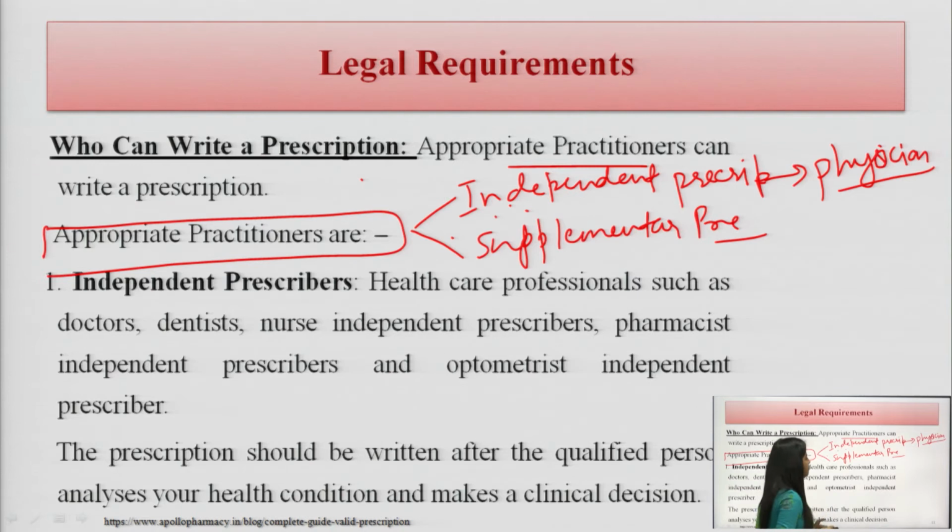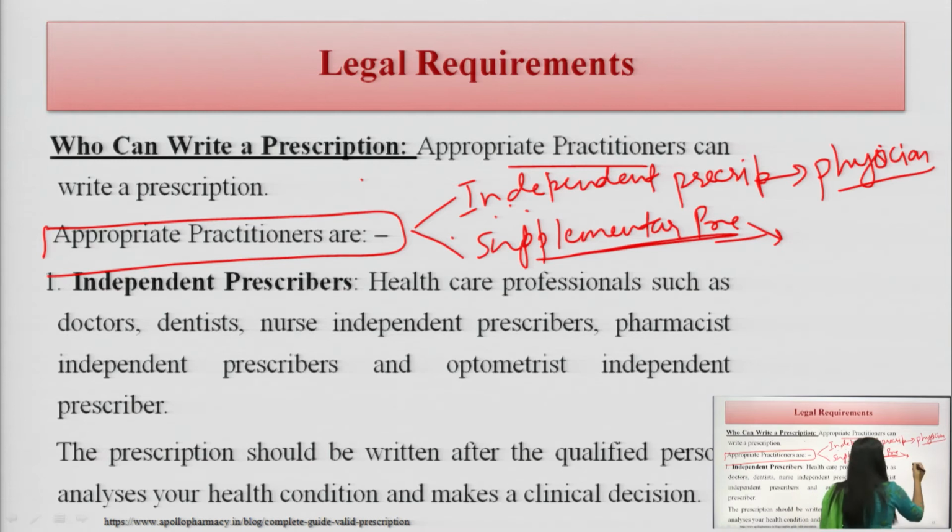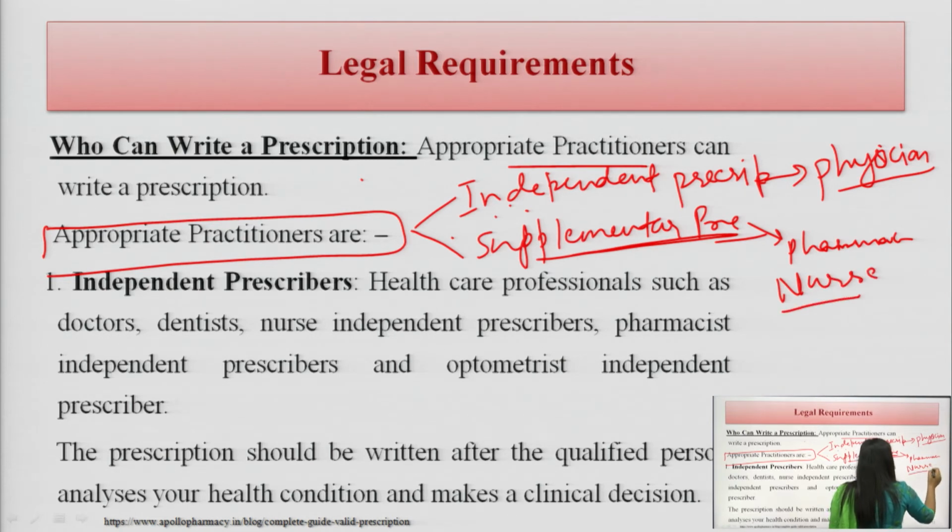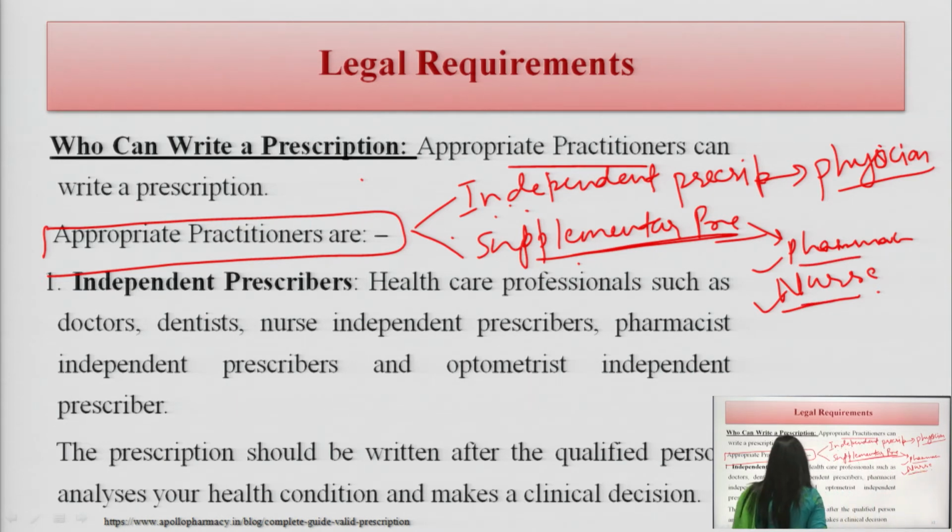Another is a supplementary prescriber. After the first consultation, there is a supplementary prescription. Supplementary prescription means, on seeing the therapy, a pharmacist can give the drug to the patient and a nurse can administer it to the patient. So a supplementary prescription can be written by the pharmacist and the nurses also. This is the basic difference between the independent and supplementary prescription.